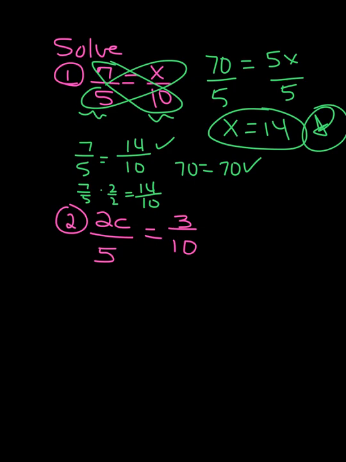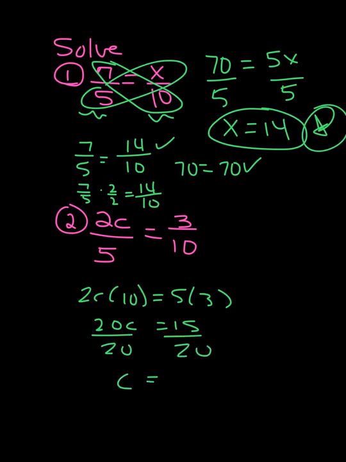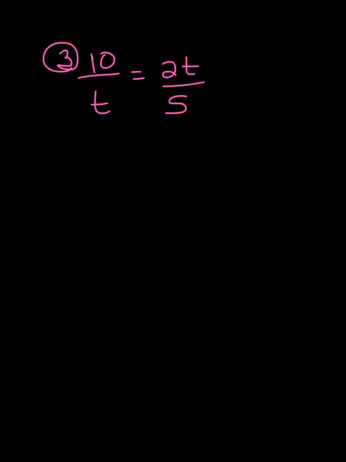In number 2, I'm going to cross multiply again. So I have 2c times 10 is equal to 5 times 3. So I get 20c is equal to 15. Divide both sides by 20. So c is equal to 15 over 20. Now before I say that that's my final answer, I need to make sure that's simplified. Both the top and the bottom are divisible by 5, so my final answer there is going to be 3 over 4.